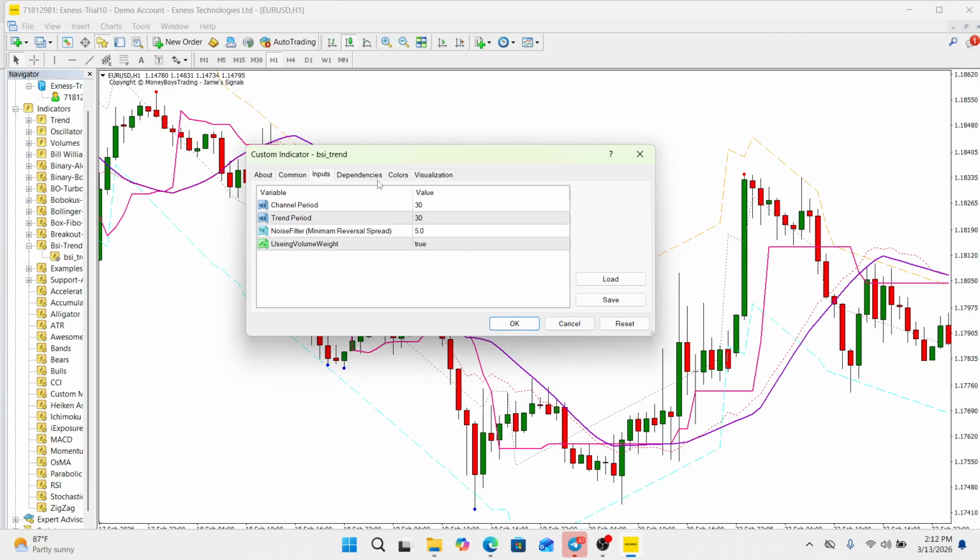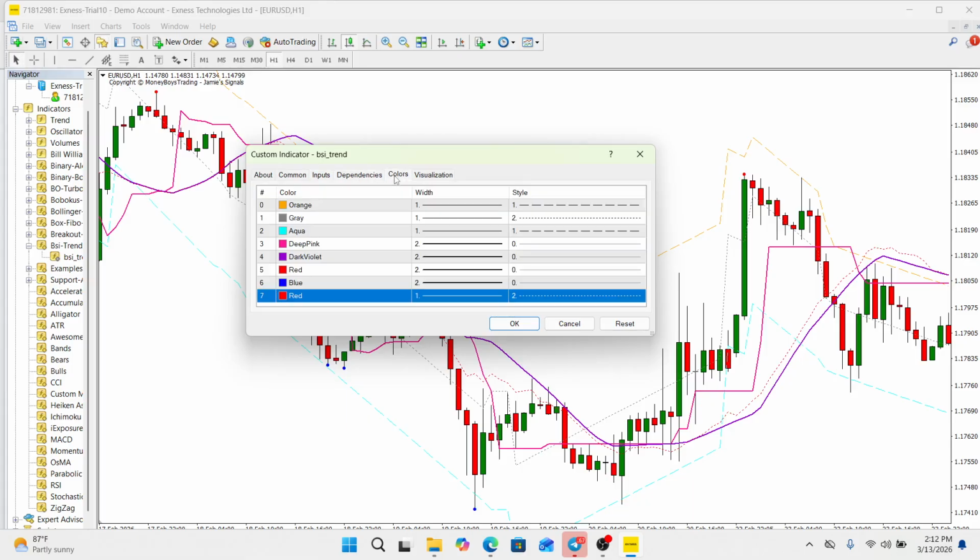Visual settings. Let's take a look. Visual settings let you customize the channel colors for both bullish and bearish states, keeping the chart clean and easy to read at a glance.